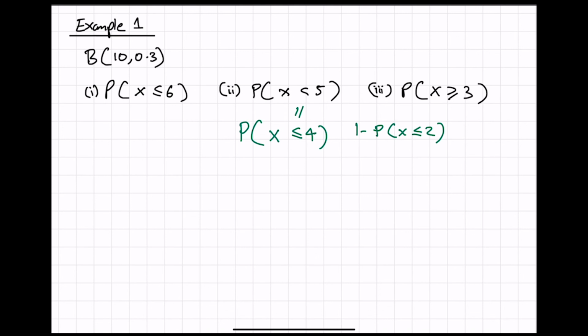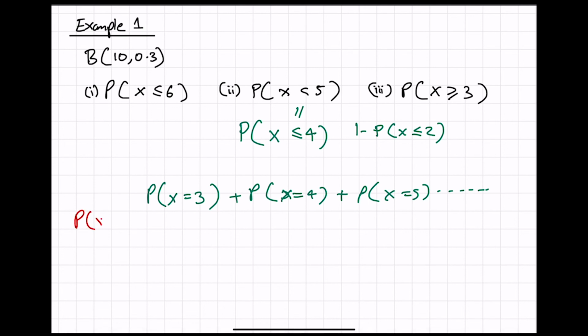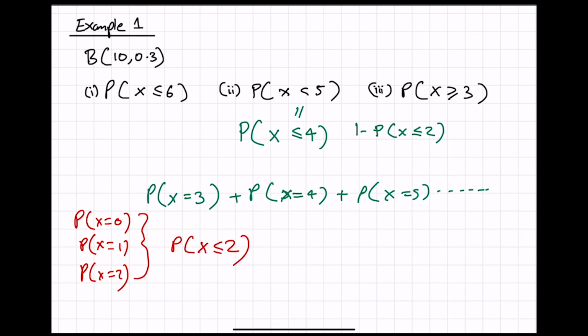Well, the probability that x is more than or equal to 3 is equal to the probability that x is equal to 3, plus the probability that x is equal to 4, plus the probability that x is equal to 5, and so on, all the way to 10. So everything which is not included, which I'll put in red, is x equal to 0, x equal to 1, and x equal to 2. These things, if you put together, are the same as the probability that x is less than or equal to 2. So that's how you rewrite these.